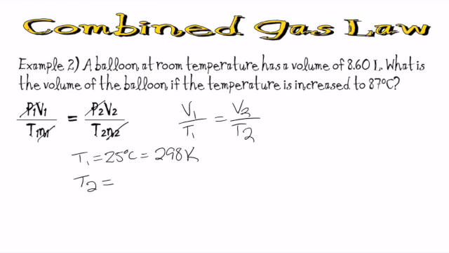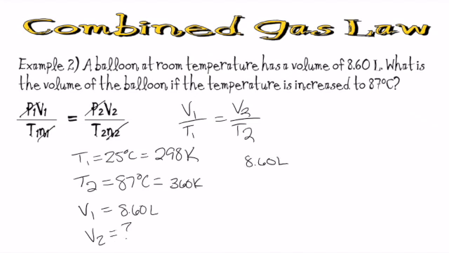T2 is 87 degrees Celsius. When we add 273 to that, we have 360 Kelvin. And V1 was 8.60 liters. And we're looking for V2. So now we put everything in the equation and solve for V2. So the final volume is 10.4 liters.